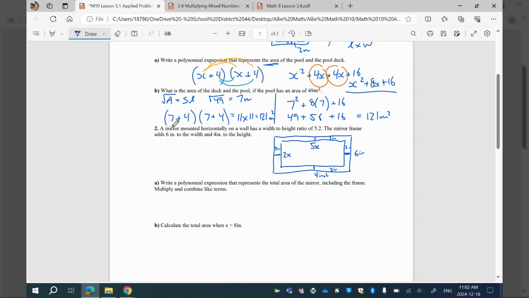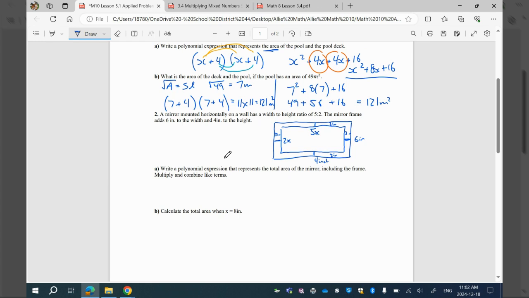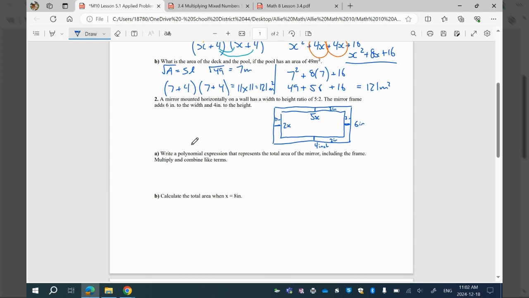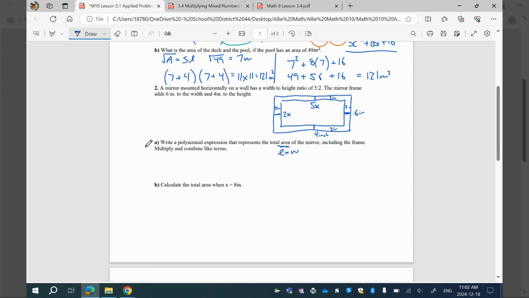A mirror mounted horizontally on the wall has a width to height ratio of 5:2. We've got that. The mirror frame adds 6 inches to the width and 4 inches to the height. Okay, so really I recommend drawing a picture to understand what's going on, and really pay attention closely to the words. So write a polynomial expression that represents the total area of the mirror. So area, remember, length times width, including the frame, and multiply to combine like terms.